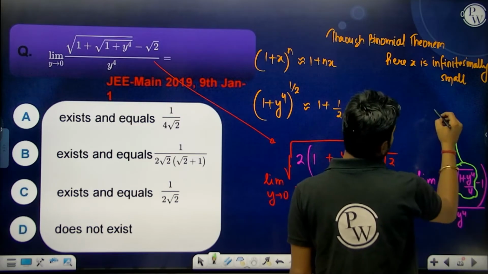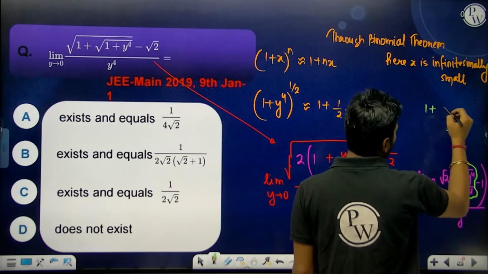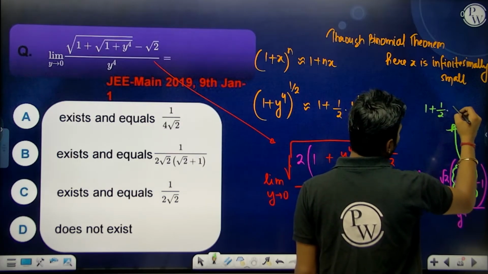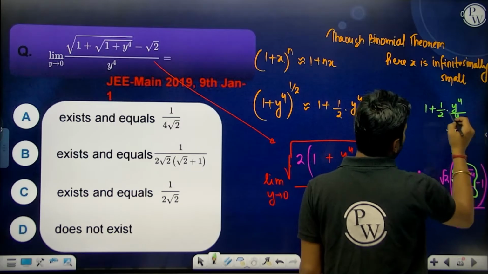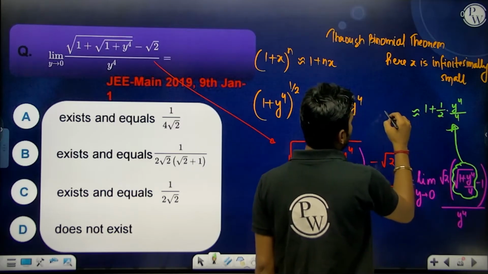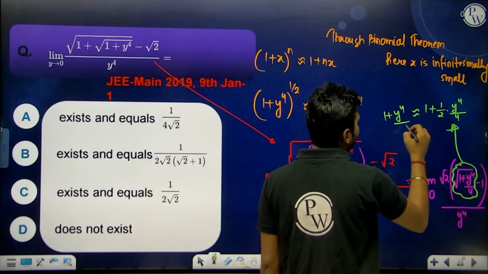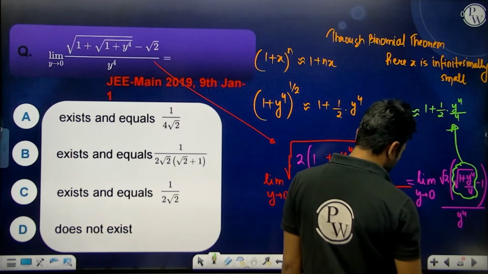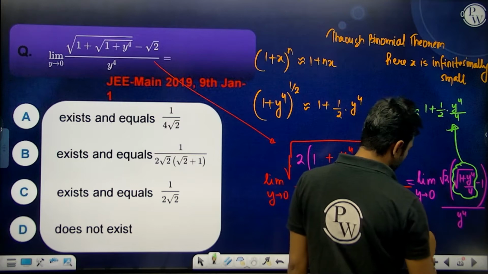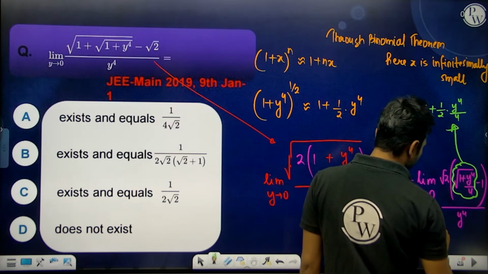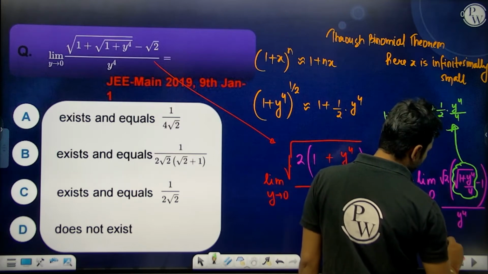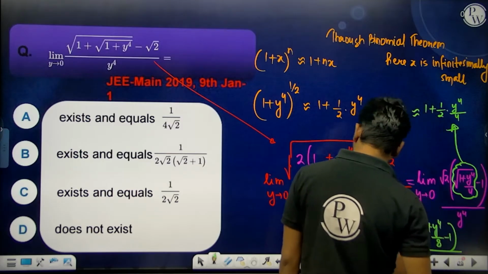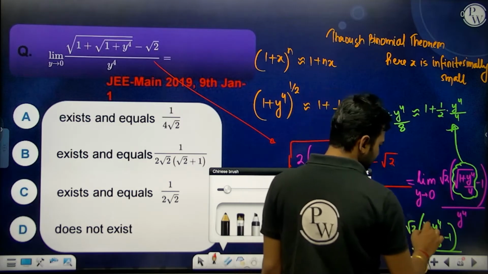So this particular thing can be written as 1 plus 1 by 2 into y to the power 4 upon 4, that is, 1 plus y to the power 4 by 8. Let me put it over here. The moment we put this over here, this is going to be root 2 times of 1 plus y to the power 4 upon 8 minus 1, divided by y to the power 4. This 1 and 1 get cancelled from here.